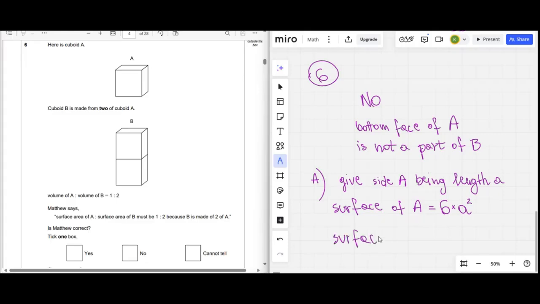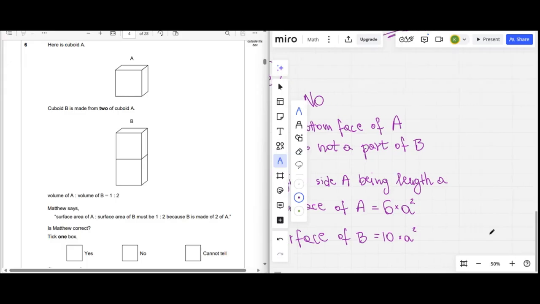Now the surface of B. We have again A, the length of A, but how many faces we have here? We have top and bottom for sure, but how many we have on the sides? There is 1, 2, 3, 4, yeah, 8 in total, plus the 2 from top and bottom, 10.